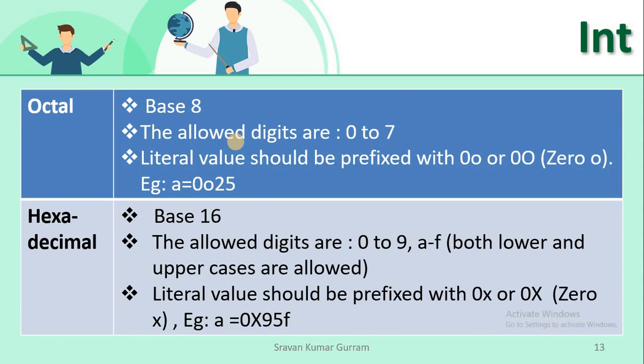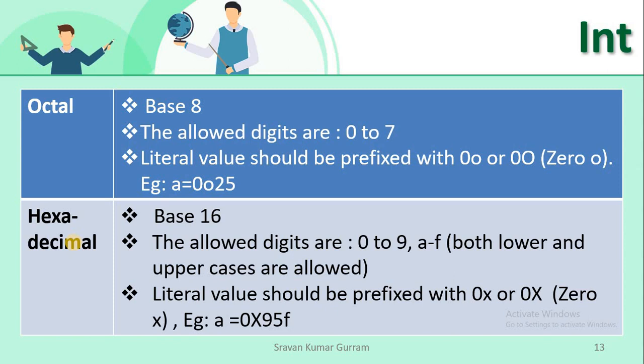Next number system is the octal number system. In any number system, the starting value is always 0. So here the complete set of different digits is 8, starting with 0 and ending with 7. So you can use 0 to 7 only. If you want to use 8, that is invalid. If you want to assign any integer value in the octal number system, that must be prefixed with 0 and O. Here capital O or lowercase o, both are valid.